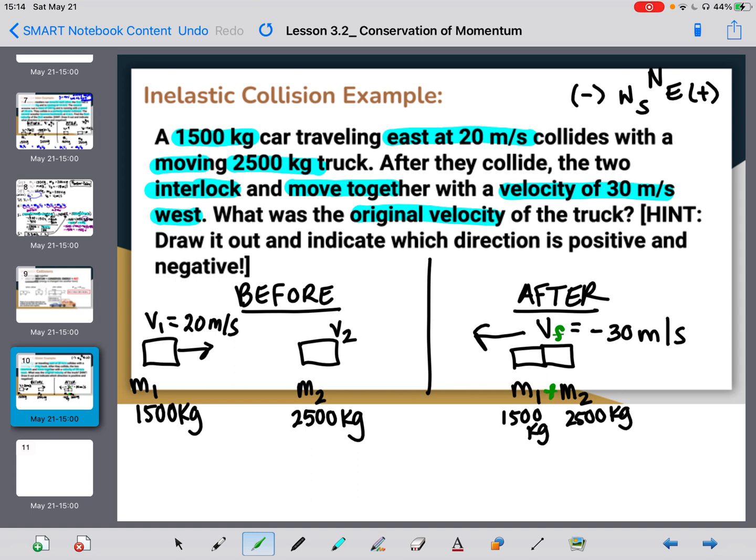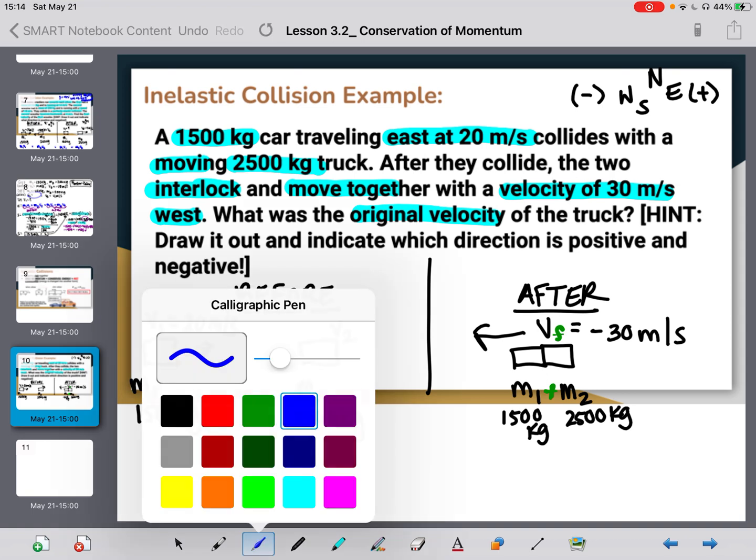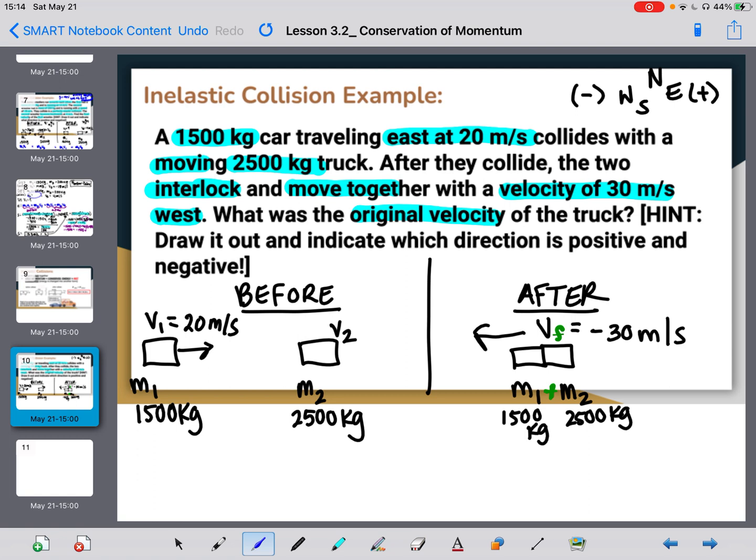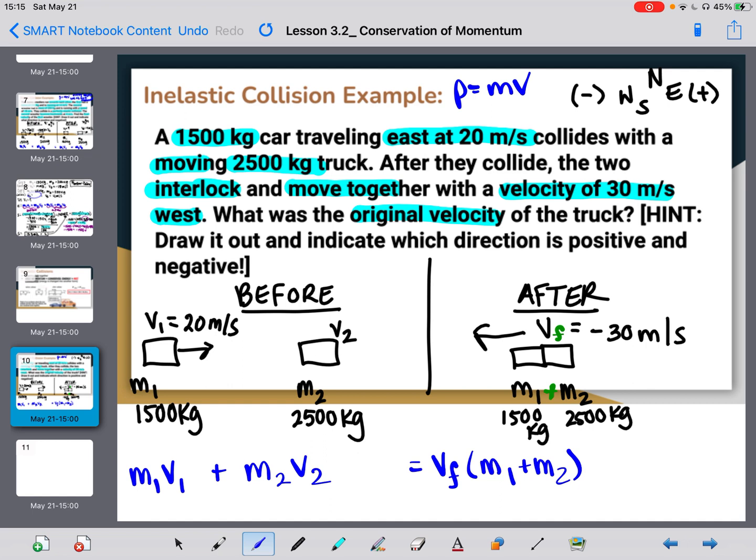Okay? So then once we do that, it's time for us to make an equation. Every object has its own momentum. We know P equals mv. So before the collision, we say m1v1 plus m2v2. However, now they're interlocked. So now we say, m1 is combined with m2, and they move together with some final velocity. So that's the formula we're actually going to use to calculate this.